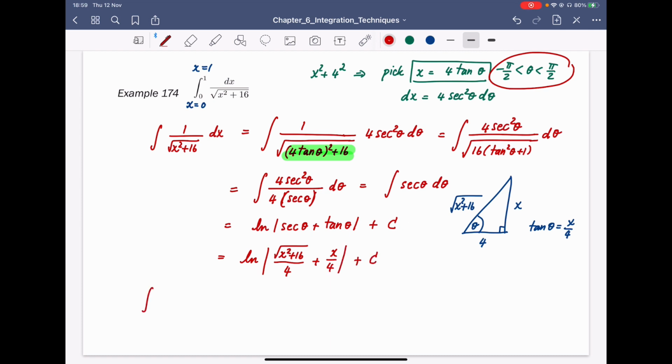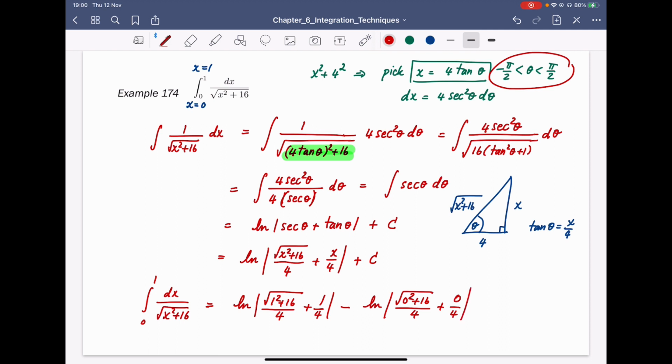All right, so when you integrate from 0 to 1, dx over x squared plus 16, this is going to be log of the absolute value of the square root of 1 squared plus 16 over 4 plus 1 over 4, minus log absolute of the square root of 0 squared plus 16 over 4 plus 0 over 4. If you compute this, it's going to be log of the square root of 17 plus 1 over 4, minus log 1, and log 1 is equal to 0. So your final answer is going to be log of the square root of 17 plus 1 over 4.